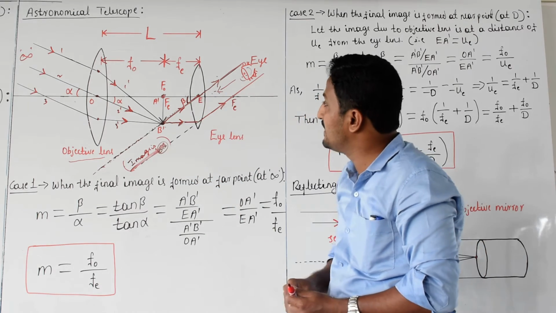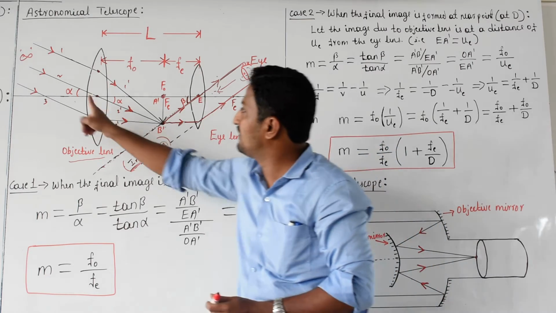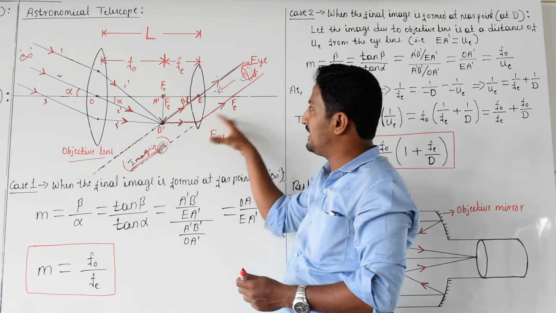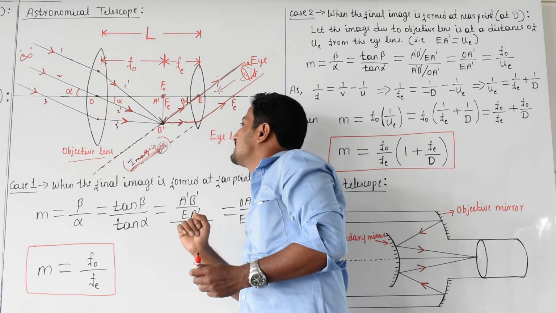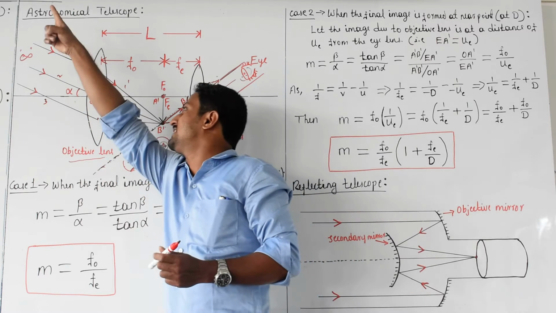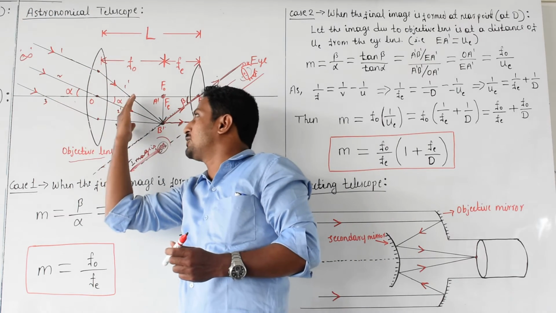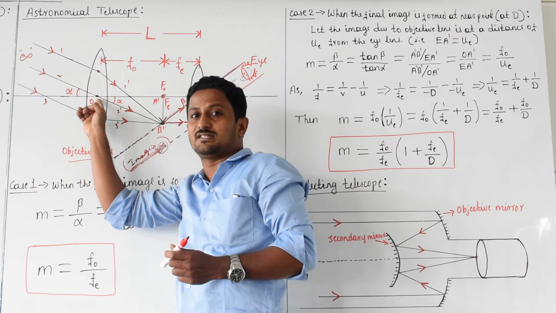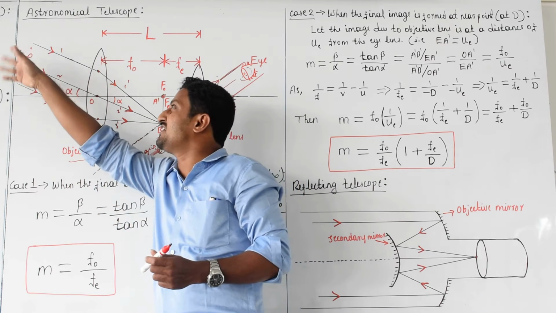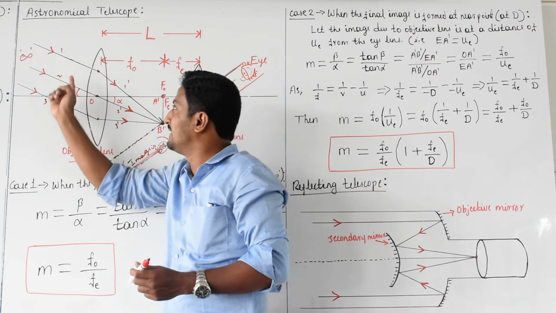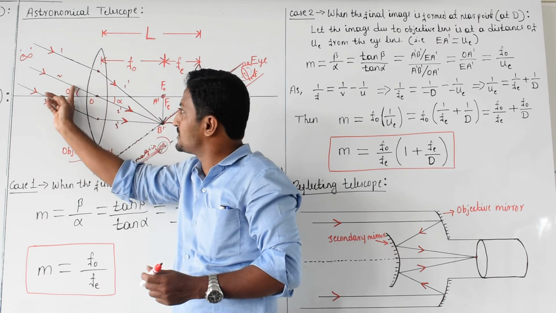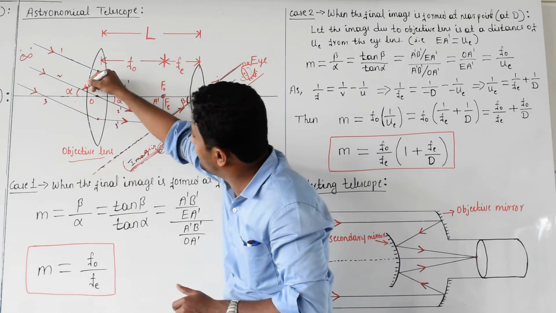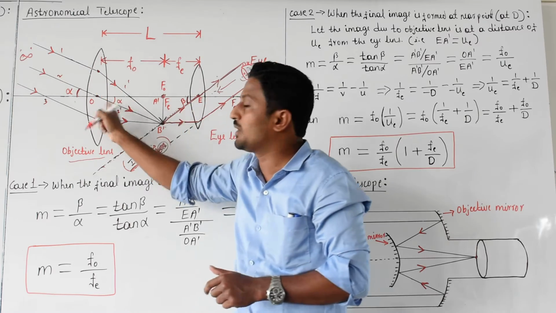Similarly, where is alpha? Alpha is this. The object is at infinity. If the eye lens is not there, for you that object is at infinity. Light rays are coming from that object, and at the optical center you will be viewing that infinite object in this angle, in this portion, I mean this much. Alpha is the angle subtended by that object at your eye.